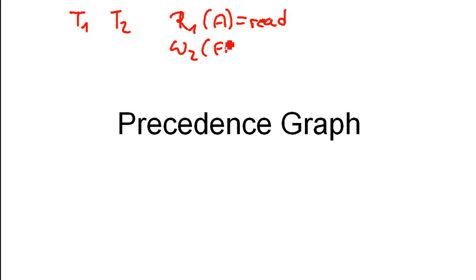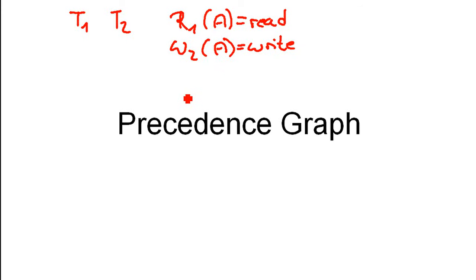First, let's talk about the notation. T1 is transaction number one, and T2 is transaction number two. And R1A is a read operation on the field A in transaction one. And W2A is a write operation on field A in transaction 2. A commit is a commit.